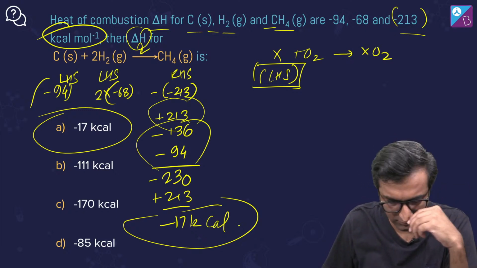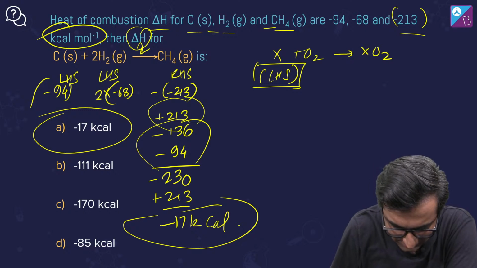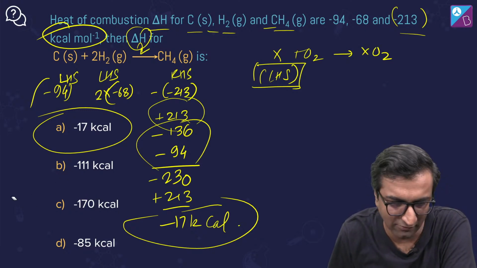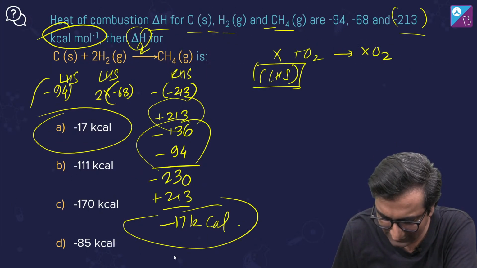Rinky, you try sir. Rinky, 170. Rinky जी, ये क्या किया आपने? 170 कैसे आया? Are you just giving me random options now? Come on, I don't like this. और पिछले वाले कब से बोल? No, what? How did you get C?